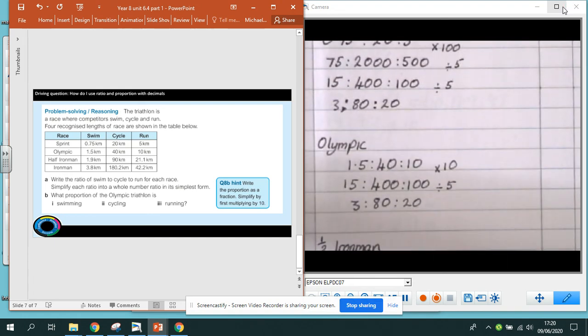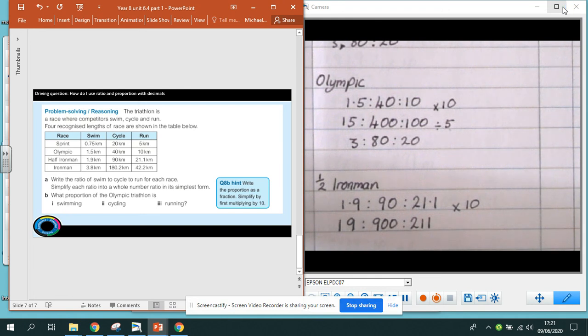The Olympic only had to multiply by 10 this time, and when I divided by 5, I got 3 to 80 to 20 again, which, as you can see, is exactly the same proportion as the sprint, just the numbers were bigger.